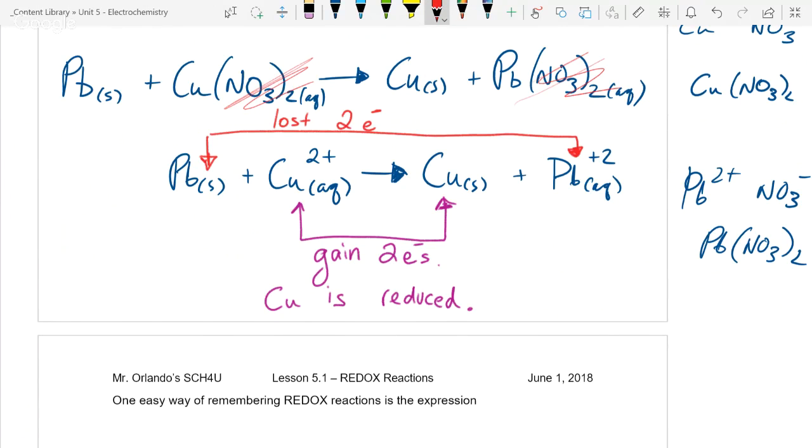On the other hand, if it lost 2 electrons, we can say that lead is oxidized. So to answer our original question, lead is oxidized, copper is reduced. Wow.